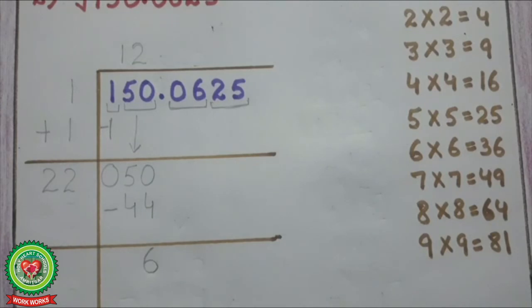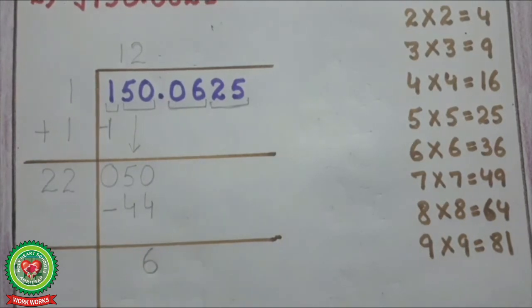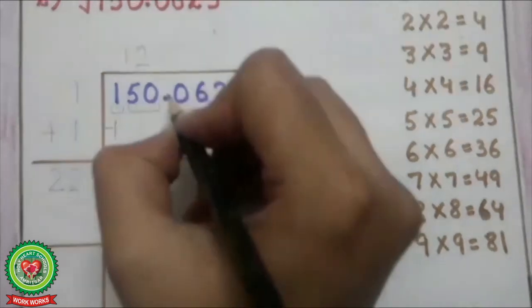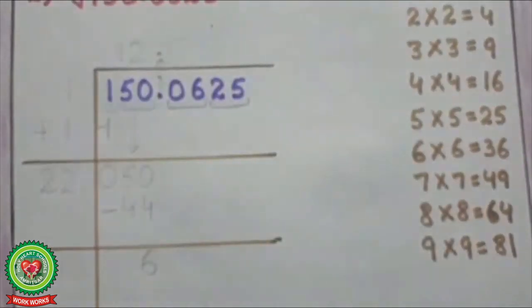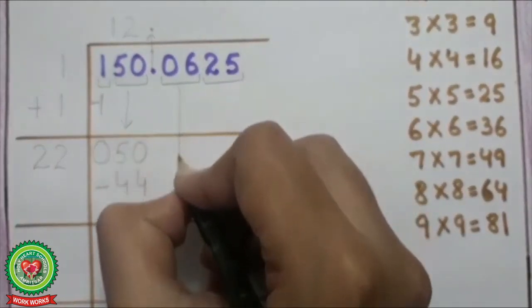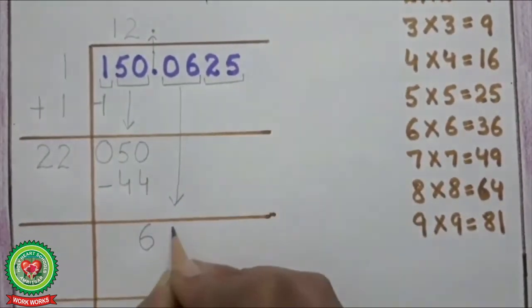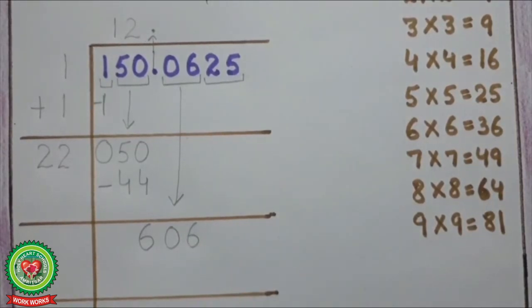Then the next step is to shift the next pair down, but here the decimal point comes to an end. Before shifting the next pair, we will shift the decimal point above and write it down here like this. Then we will shift the next pair, that is 06, and write it down with the remainder 6, such that 606 comes out to be our new dividend. Now we are repeating the steps.